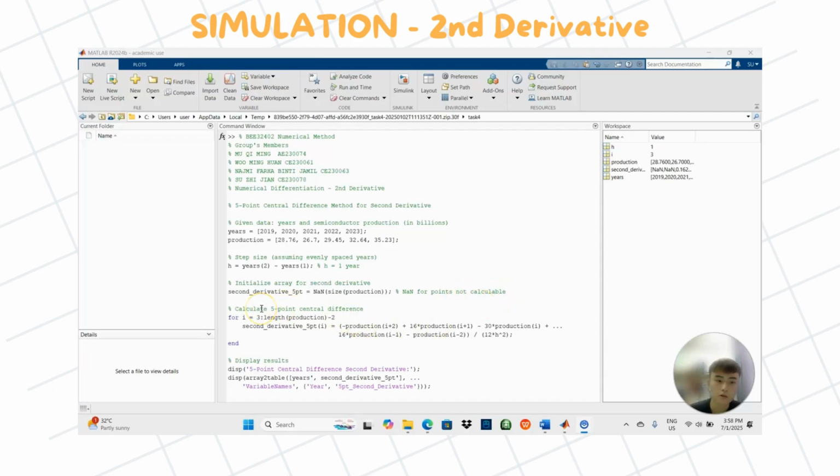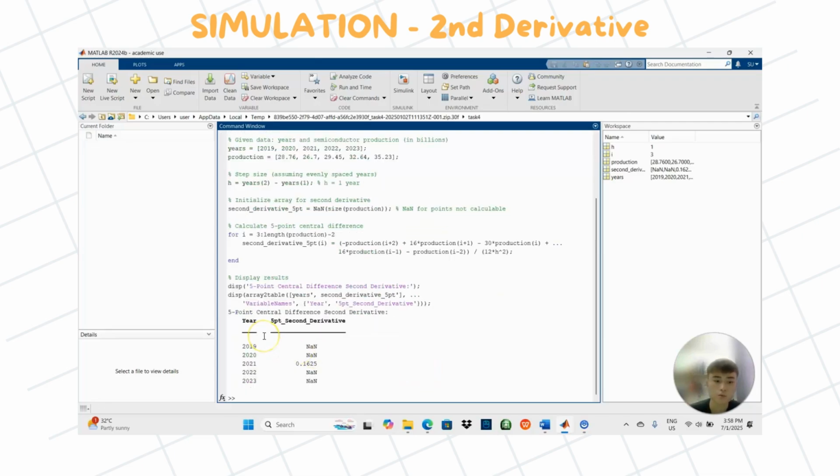For now we need to write the code for the formula, according to the 5-point center difference method. And this is the code for showing the display result. Then we just run it and it will come out like this. The NaN means it cannot be calculated. So we only get a result for the year 2021, where the value is 0.1625, which is the same as the manual calculation. So that's all for me. Thank you very much.